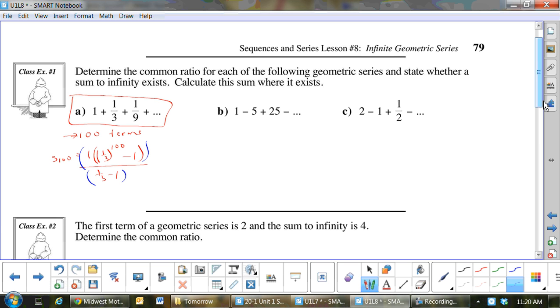Anybody got anything yet? What are we getting? 1.5, yep. 1.5 is, in fraction, 3 over 2. Okay. Now, did anybody do that in one step?